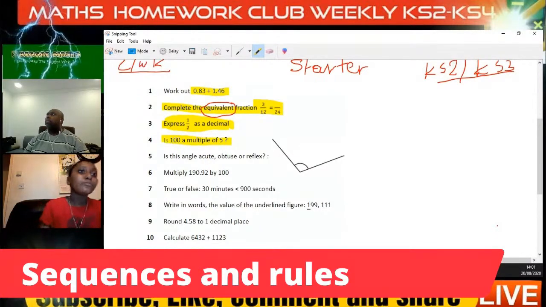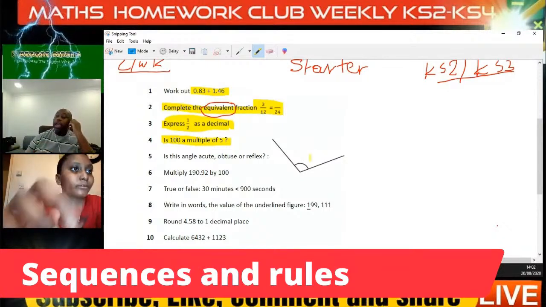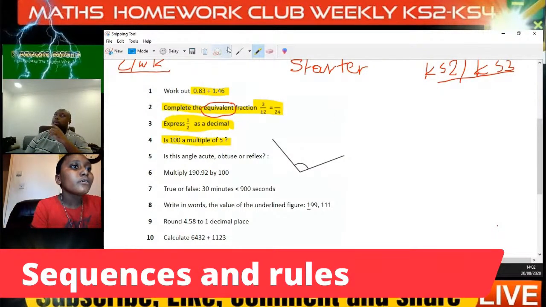Is 100 a multiple of 5? Do you understand what the word multiple means? Multiple, right, it's like the 5 timetable. So if we do the 5 timetable together, is it a multiple? So is it in the 5 timetable? That is what they're asking you. So we can do it together.